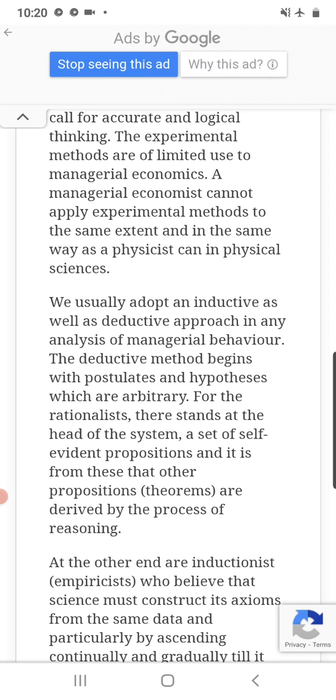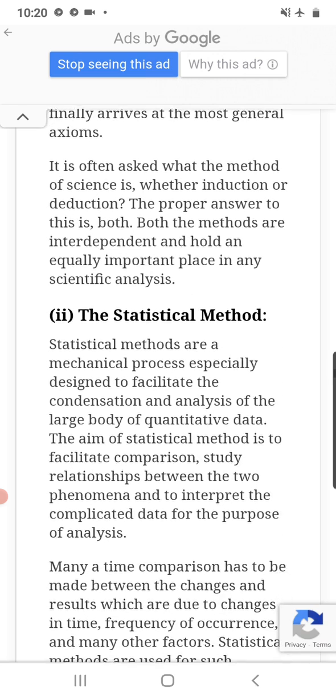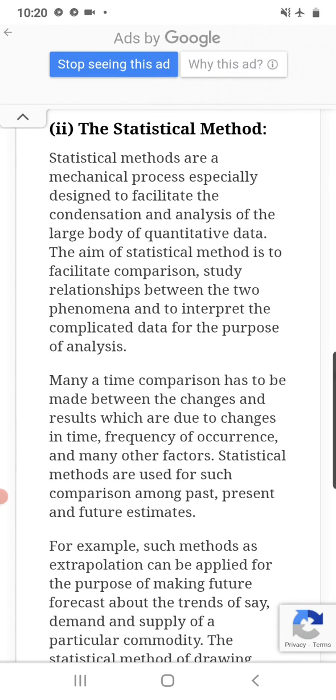It is nothing but the understanding with the help of the scientific method. Okay, next is the statistical method. It is very well known, you know, the statistical method is the mechanical process especially designed to facilitate the condensation and analysis of the larger body of the quantitative data.